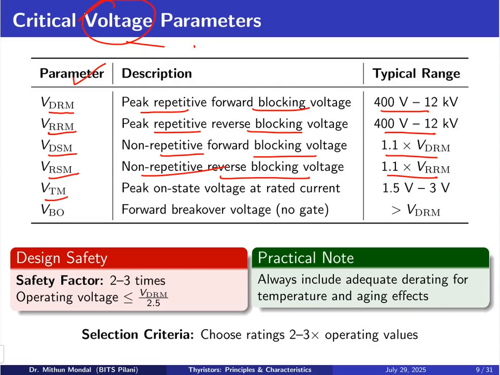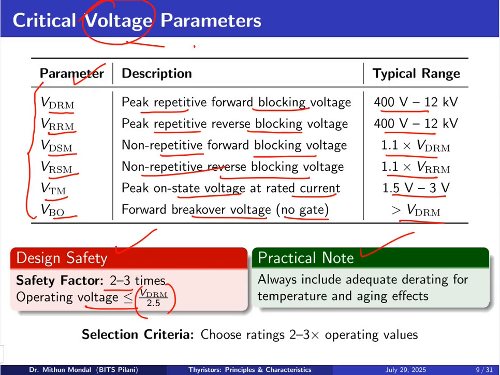VTM is the peak on-state voltage at rated current, 1.5 volts to 3 volts, and VBO stands for the breakover voltage when there is no gate signal. It should be greater than VDRM. These voltages are taken care of when we design any thyristor circuit. For design safety, always take a safety factor of 2 to 3 times, where the operating voltage should be less than VDRM divided by 2.5.